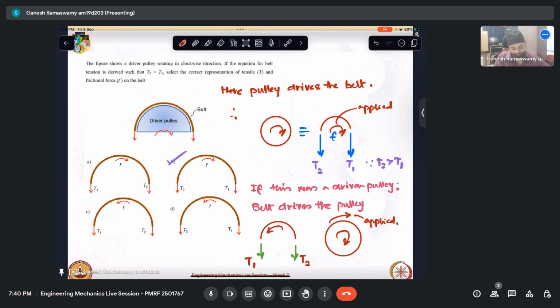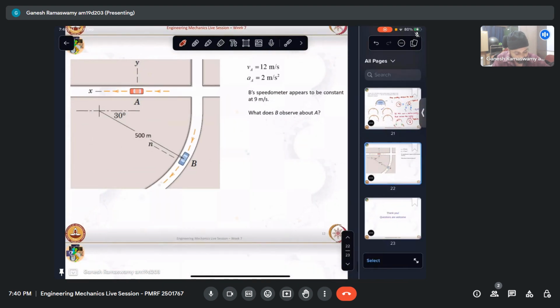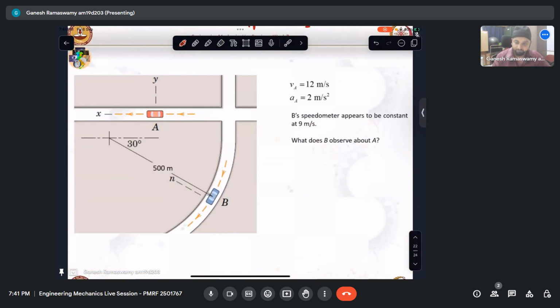Okay, so let us look at this last problem for the day. Now it is given that this car, essentially both of them start from here, and then this car A is traveling along this straight path with a velocity of A to be 12 meters per second and acceleration of A is 2 meters per second squared is what is given. So this is my point.